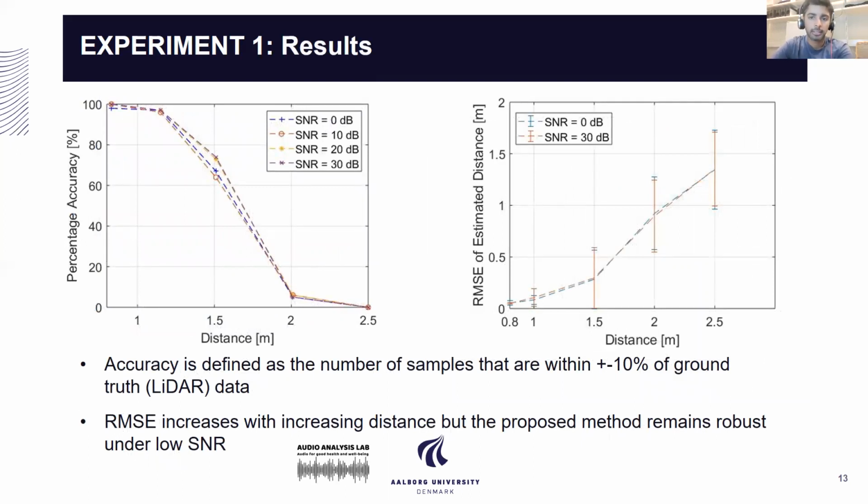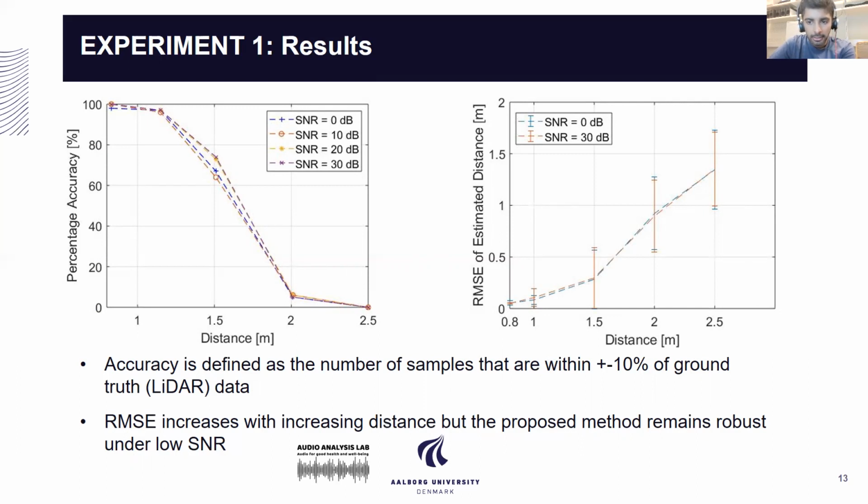The first figure tests the performance of the estimator against different distances and signal-to-noise ratios. The vertical axis is the percentage accuracy, while the horizontal axis is the distance of the robot against a single wall. The accuracy is defined as the number of samples that are within plus minus 10% of the ground truth. As seen in the figure, the estimator detects the acoustic reflector up to a distance of 1.5 meters, around 60% of the time.